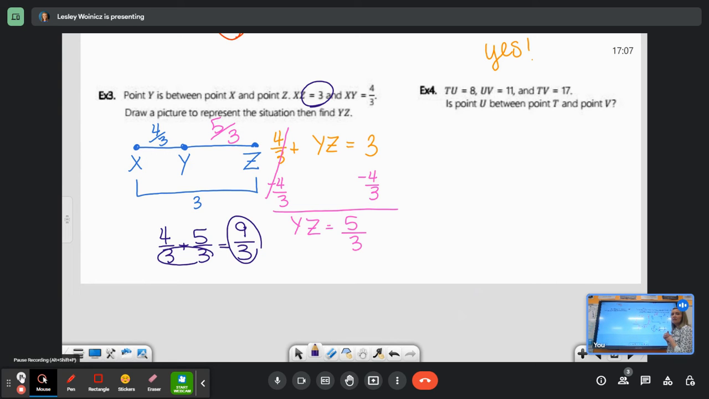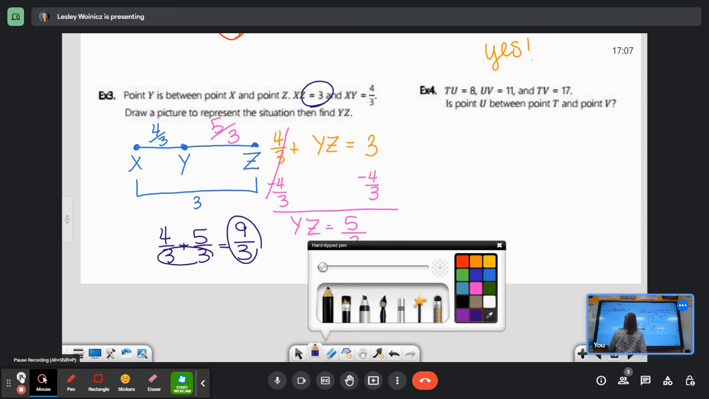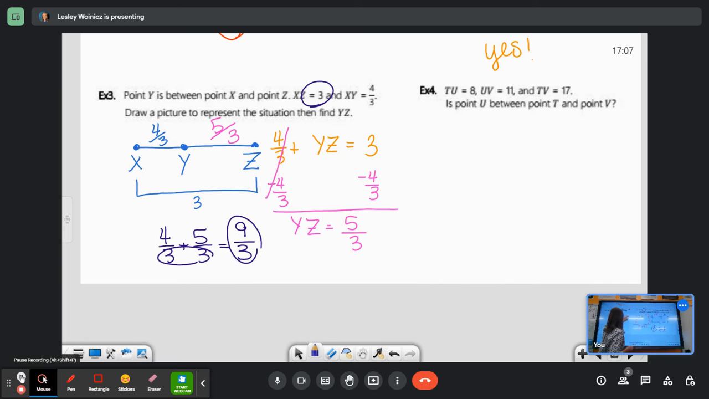All right, example 4. TU is 8, UV is 11, and TV is 17. And we want to know, is point U between point T and point V? So we don't know. We're just going to draw some question marks. We don't know. We are told that UV is 17.